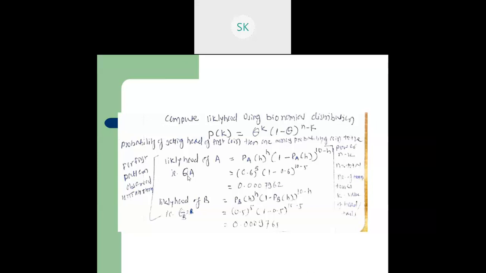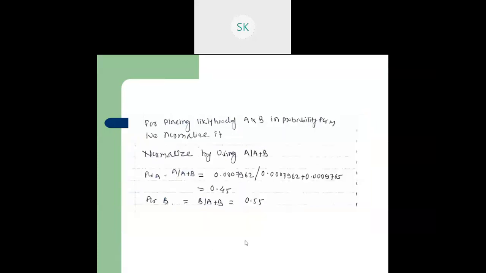So we have assumed theta A and theta B as 0.6 and 0.5, and we have computed the probability of getting the heads by the first coin A as well as by B, based on the theta A and theta B assumptions. Now for placing the likelihood of A and B in probability form, we normalize it using A divided by A plus B.